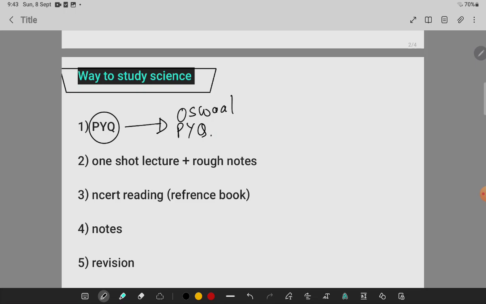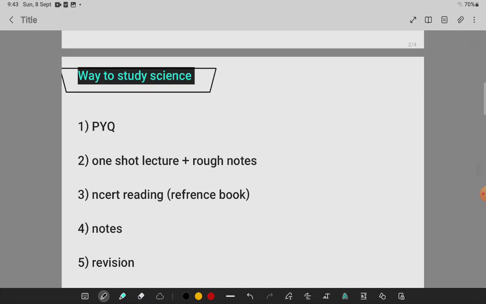Then you can take help from Google also. You can take any type of help from Google, Oswald, PYQ. First of all, find out the PYQ and find the questions from the back exercise, to see which type of questions are going to be asked in my exam.